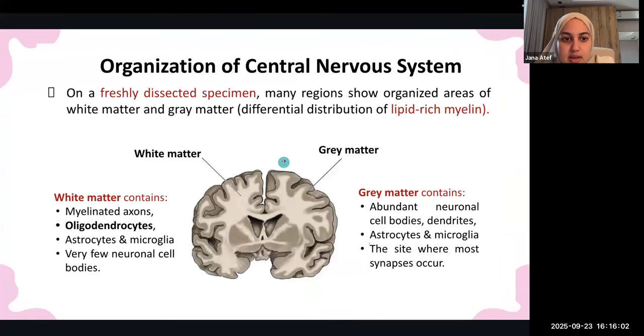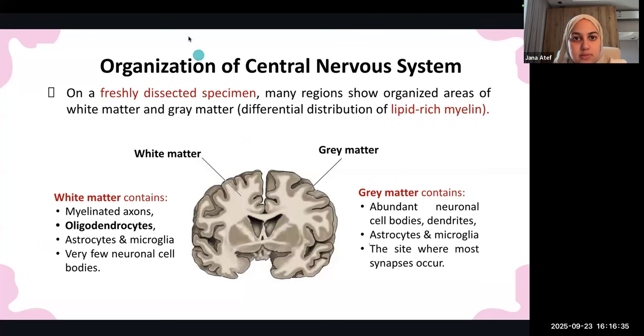Okay. Now this is a part I think you already took, but let's just go over it because it was a slide. White matter and gray matter. Okay, gray matter contains what? Neuronal cell bodies. The soma, like you said, has dendrites, has astrocytes, microglia. It's basically where the cell bodies are and everything surrounding them. White matter contains myelinated axons. It contains oligodendrocytes if it was in the CNS. If it wasn't, it was Schwann cells. It contains astrocytes and microglia too. Okay, and very few neuronal cell bodies.